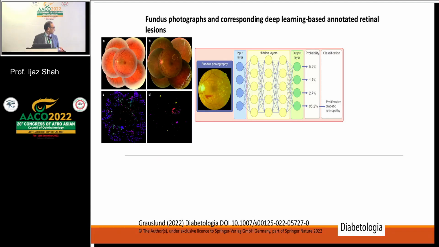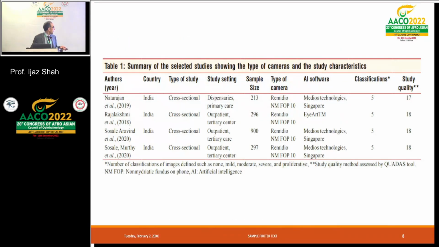So moving forward, these were the 4 papers that were selected, and they show the type of cameras they were using. Actually, they were all the same. They were cross-sectional. The sample sizes were reasonable, 213, and this one is 900, which is quite good. Mainly they used software based on Medios technology, Singapore, and one was based on IRM. The classification system was really good, and study quality was based on the QUADAS model.